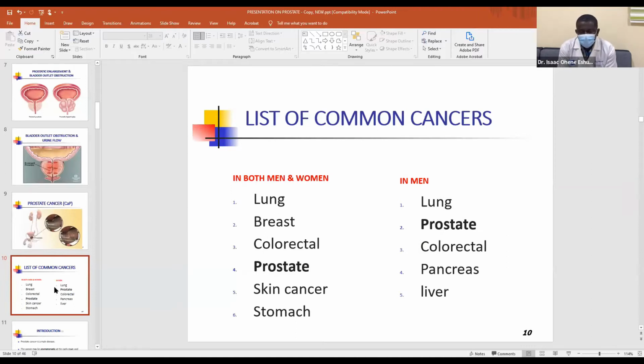Now, it's also worthy to note that when we take the most common cancers in both men and women, prostate cancer is number 4. So worldwide, in both men and women, prostate cancer is the 4th most common cancer. But when you come to men in particular, prostate cancer is the 2nd most common cancer. So I think it's a very important topic that we have to discuss.